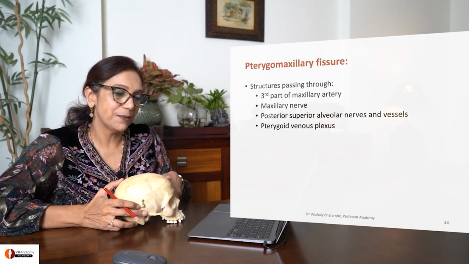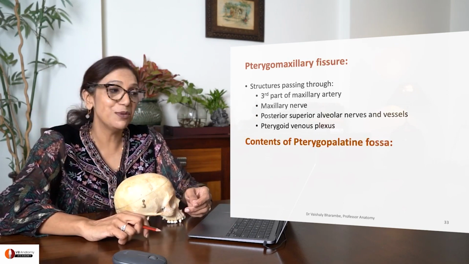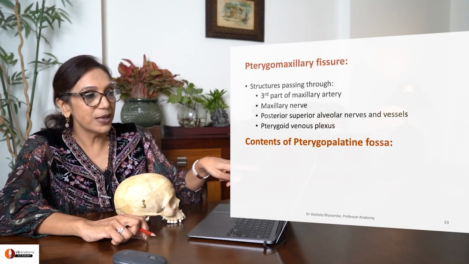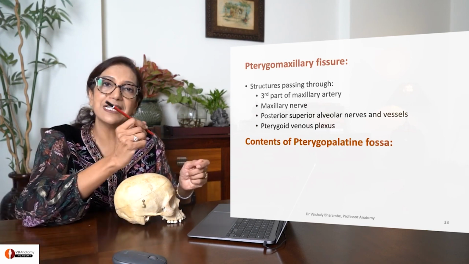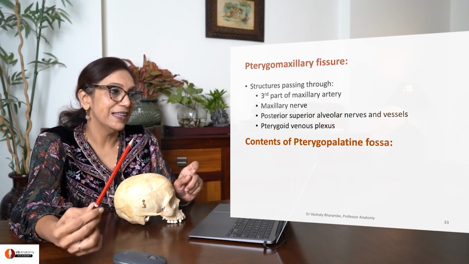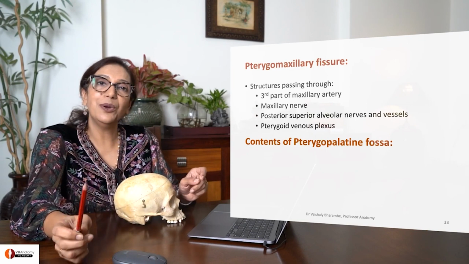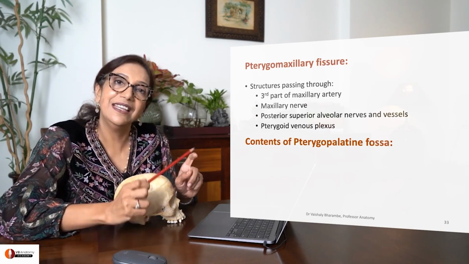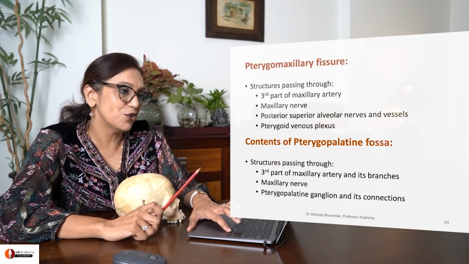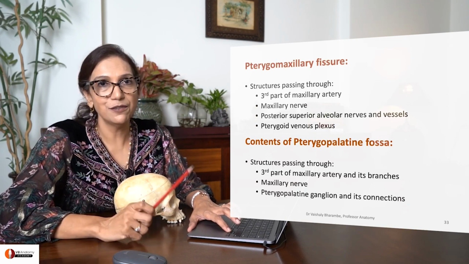Now the question is, what are the contents of this fossa, which is supposedly so interesting? I think the upper aspect gives you an idea of the contents. Third part of maxillary artery is entering in. So will it be a content? Yes, it will be a content. The maxillary nerve is there, so that will be a content. And there is something called the pterygopalatine ganglion. That is also a content. Let's see if I am right. Yes, third part of maxillary artery, maxillary nerve, and pterygopalatine ganglion are contents of this fossa.